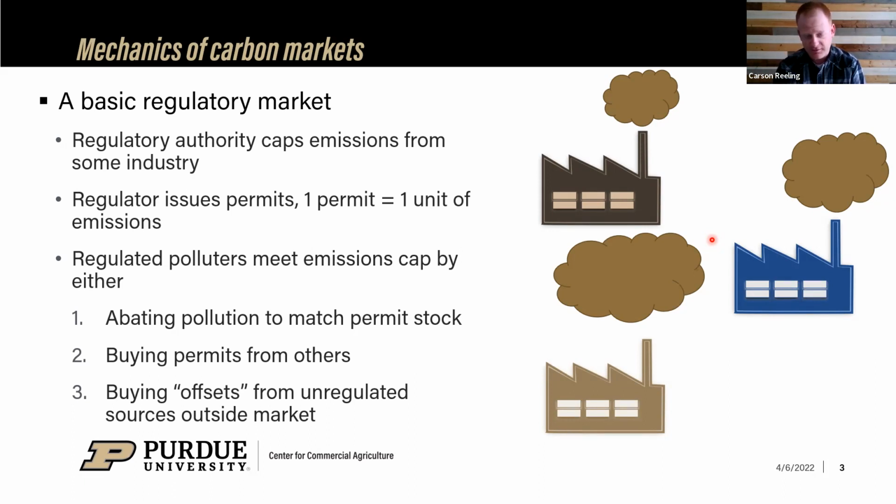The first is that they could just get rid of their pollution on their own. So let's suppose I'm this top factory here, or whatever this is. Let's suppose that I don't emit that much pollution to begin with, and I find it very cheap to scale back my pollution on my own. I can just do that.